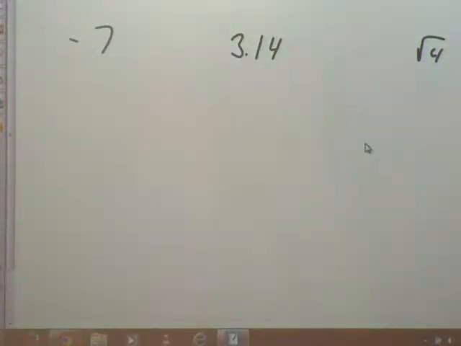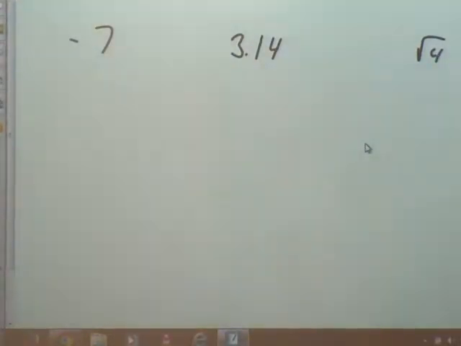All right, I got 3 numbers for you there. So we're going back to the Venn diagram that you copied a little bit ago. We're going to label what types of numbers those are. Okay, I'm going to do the first 2 with you, and then you're going to do the third one with your table buddy. -7. Let's just go down the list. Start in the center of your Venn diagram.